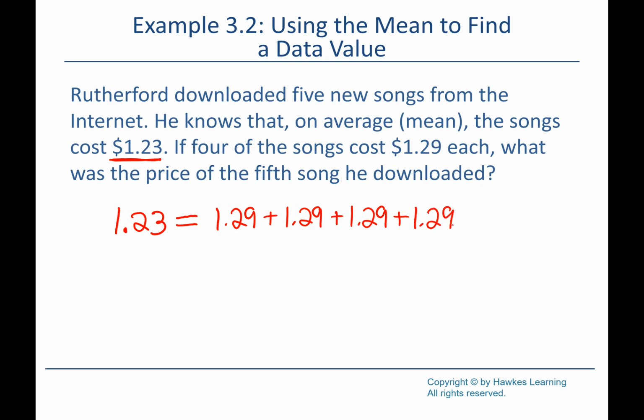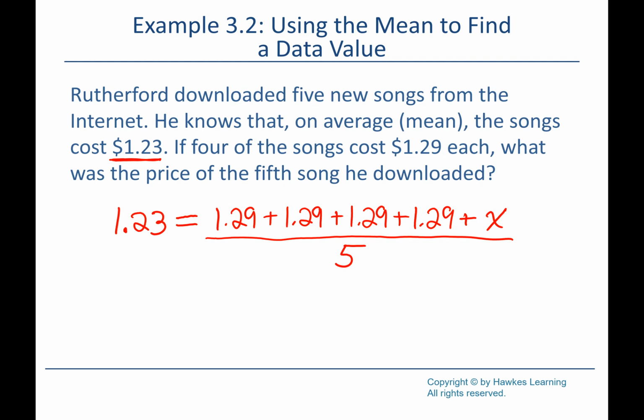And then it's asking us what's the price of the 5th song. So we don't know the price of the last song, so come up with some type of variable to use in place of the last song. So we'll just go generic, a typical variable in math class when we use x. You can use a different variable if you prefer. Okay. And then we would divide by how many data values we had. Here we've got 5 songs. We'll divide by 5.